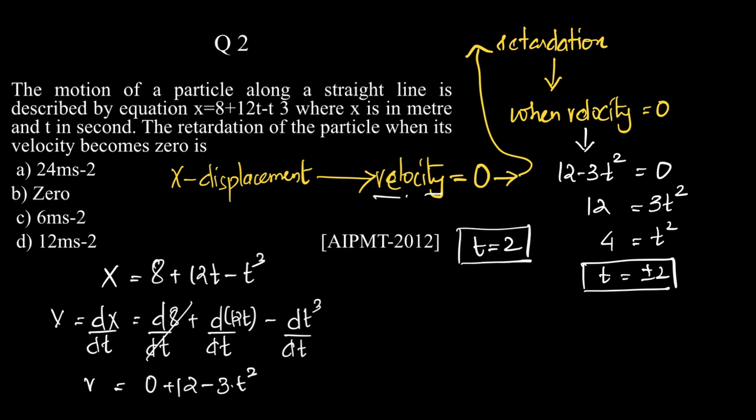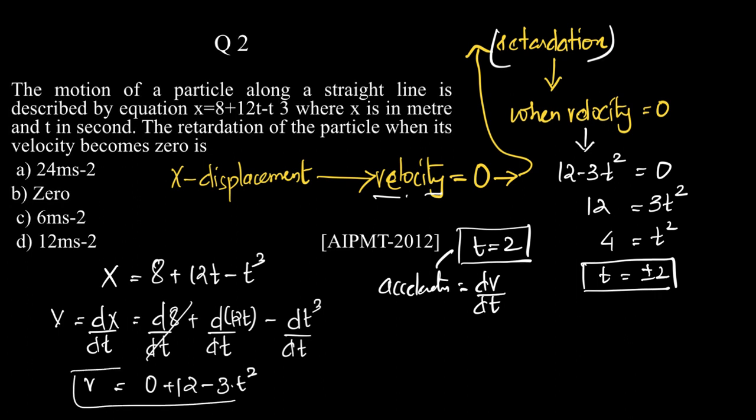But the question is not to find out the time at which velocity is 0. The question is to find out the corresponding retardation. So when t is equal to 2, what is acceleration? We don't know. But what is acceleration otherwise equal to? d by dt of v. Now what is v? v is equal to 12 minus 3t square. So acceleration a will be equal to d by dt of what is v? v is 12 minus 3t square.